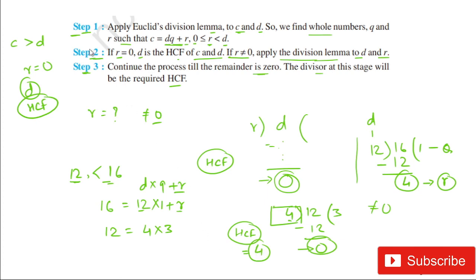So at the last, friends, we can say these are the steps to find the HCF of two positive integers using Euclid's division lemma.